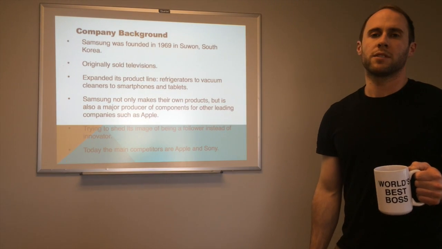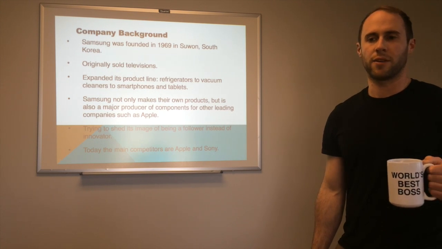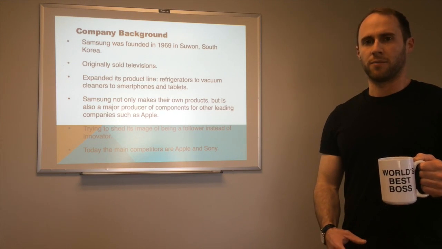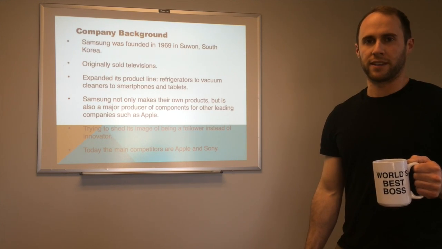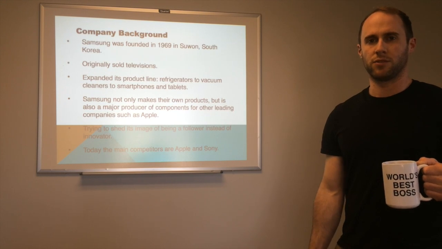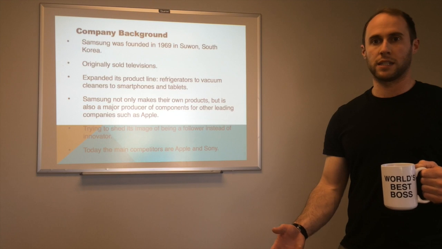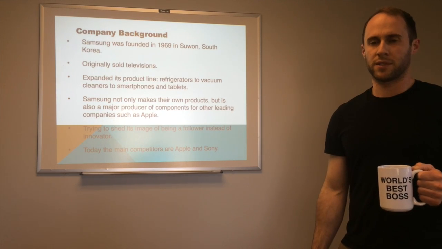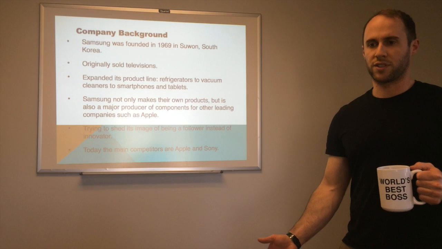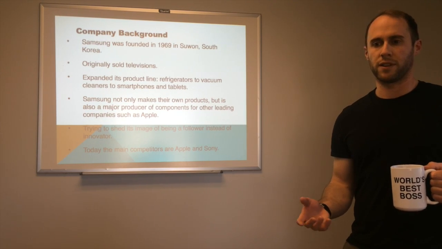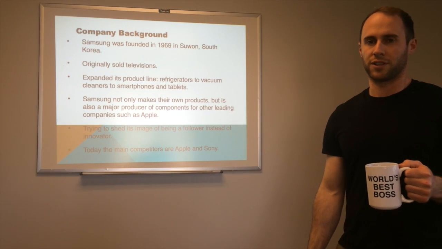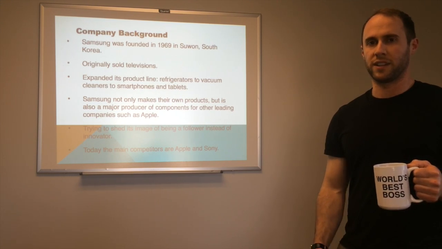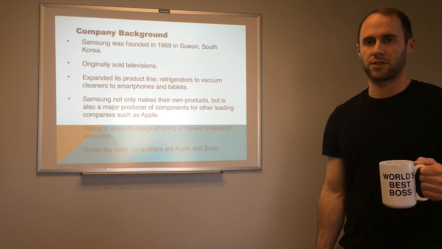A little background: Samsung was established in 1969 in South Korea. They originally sold televisions, and then in about the mid to late 70s and 80s, they began producing cell phones. They expanded their product line during this time to include, like I said, refrigerators, appliances, even components that other technology companies use, such as Apple. Samsung not only makes their own products, but they also produced certain components for some of their competitors' products. They're currently trying to shed their image of a low-end follower instead of being an innovator. Some of their main competitors are Sony and Apple.